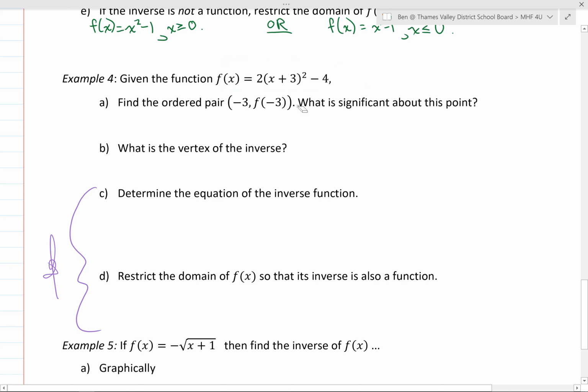If we substitute in negative 3, then we're working with f at negative 3 equals 2 times negative 3 plus 3 squared minus 4. That is 2 times 0 squared minus 4, and that leaves us just with negative 4. So what's significant about this point? Well, the point negative 3, negative 4 is our vertex.